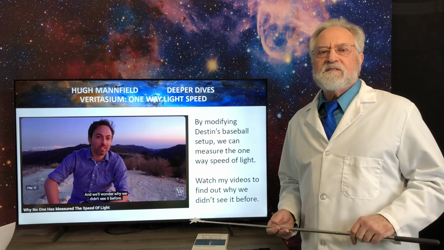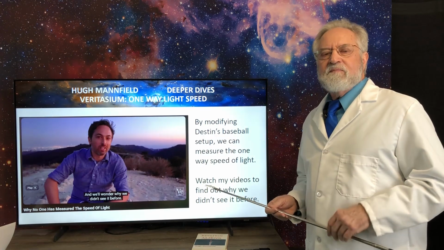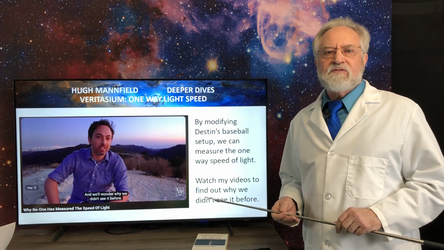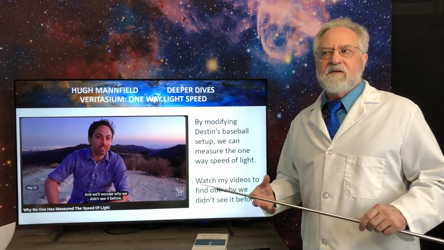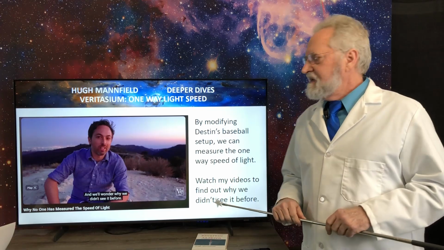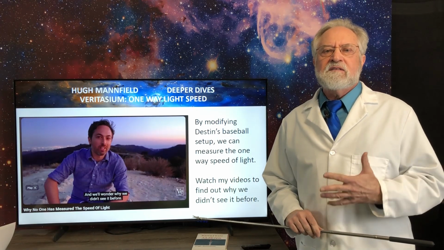My conclusion is that by modifying Destin's baseball measurement setup to use the beam splitter and the mirror, we can actually measure the one-way speed of light here on the Earth or in some other setup. It's not practical, but in theory, it could be done. Now, there are a couple of things I would like to say to Derek and Destin in this.